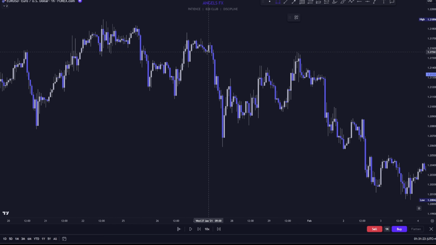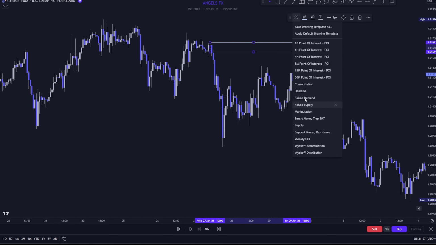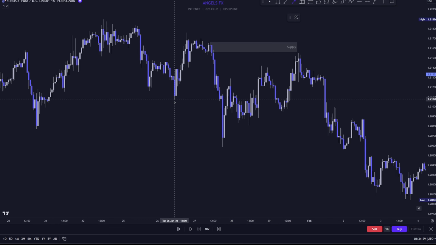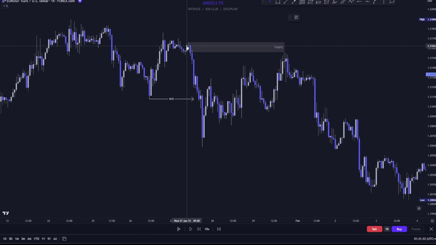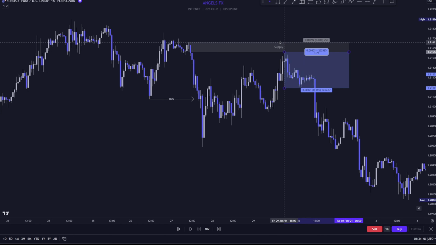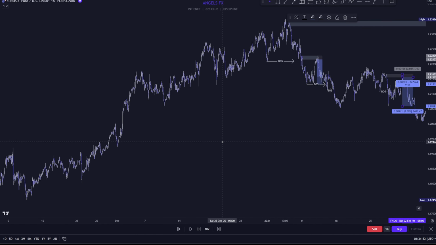This is our last move. Boom. Supply. We broke the structure. This is our last buying candle before this huge move, bearish leg. So this is called a bearish leg. This is when institutions have entered. Our entry would be here, and our stop here. Our take profit just right here. Okay, so we have a nice order block.